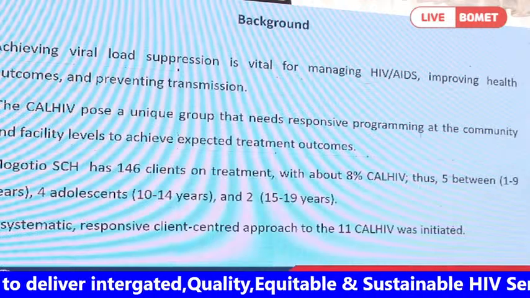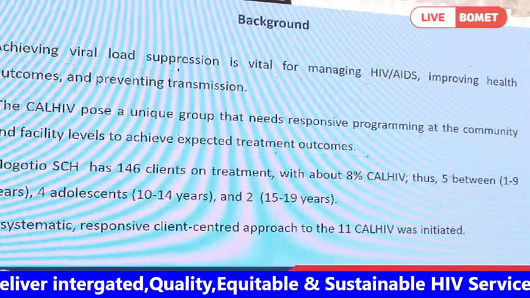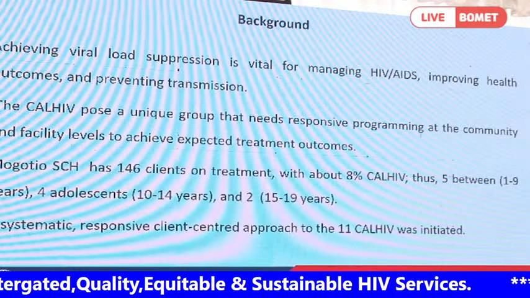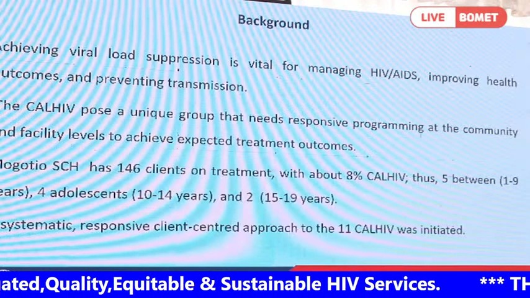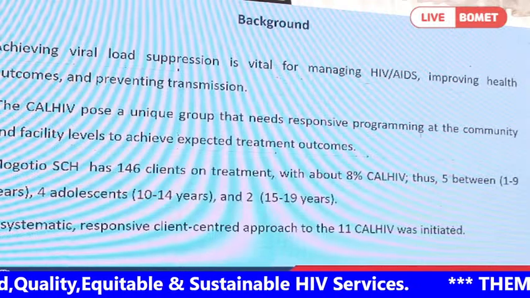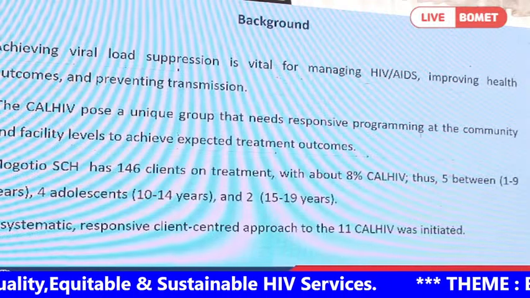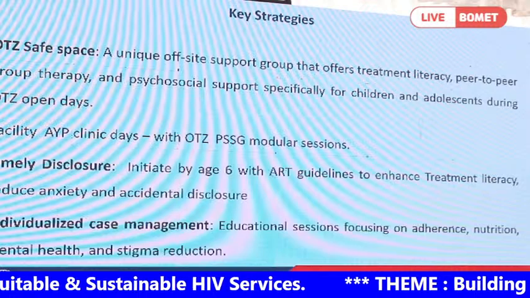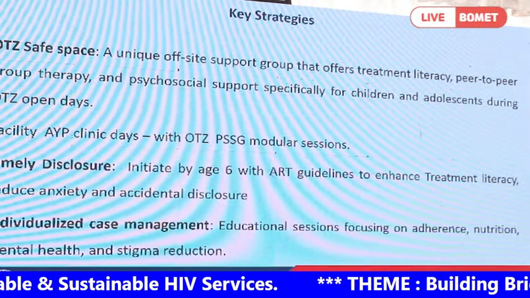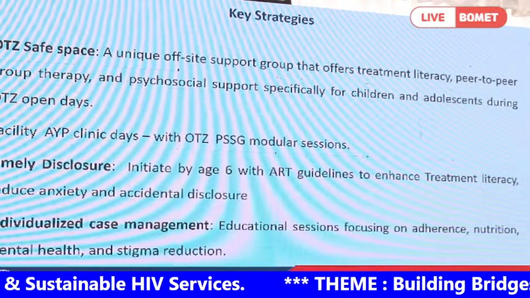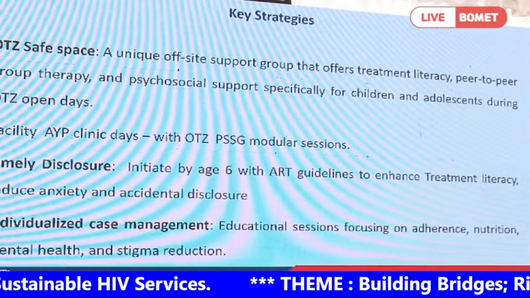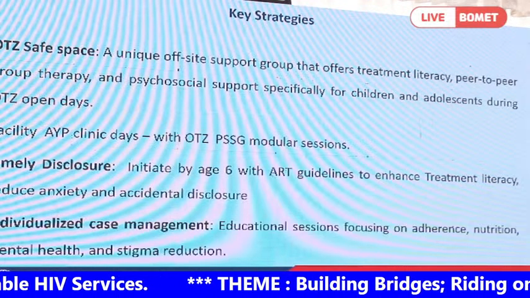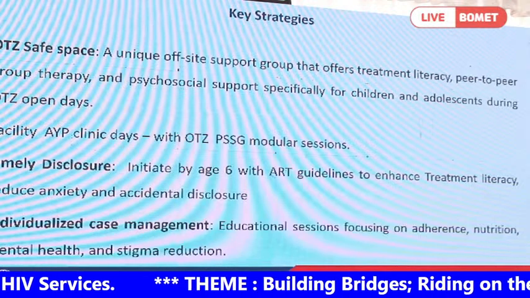So for us, achieving viral load suppression amongst the Kale HIV is very critical when the child has been disclosed to, at the age of between 9 to 12 years. Now they have known why they are taking their drugs. When the child has already been disclosed to, that is when we have challenges with the viral load. So that's why we came up with these key strategies and methodology for how we can manage these Kale HIV so that they could suppress.